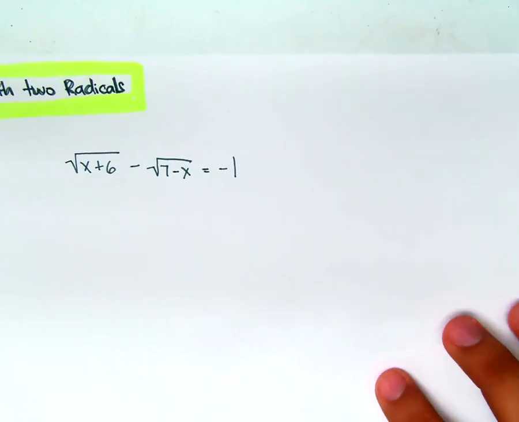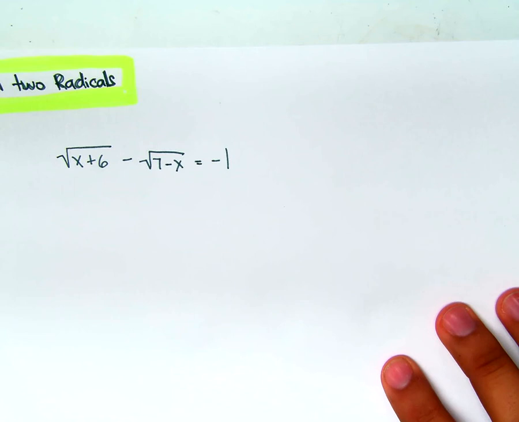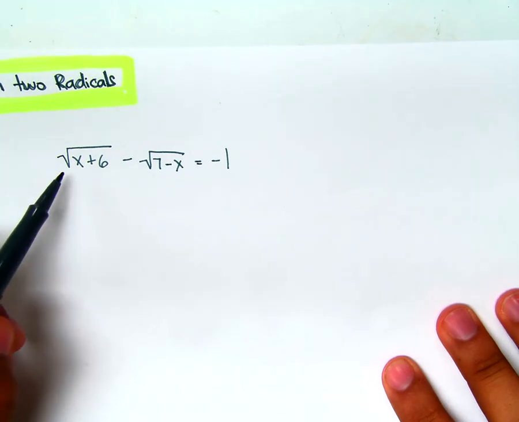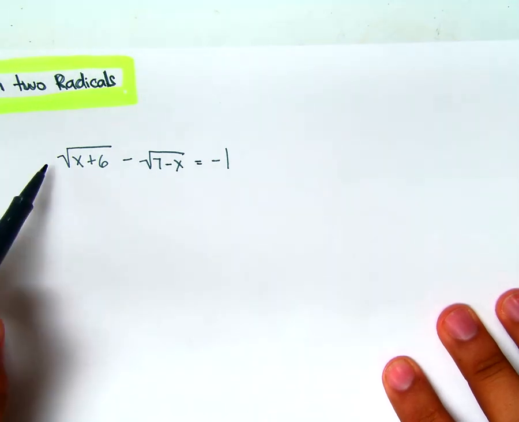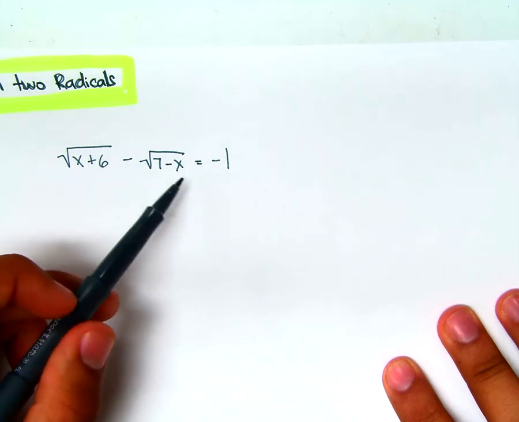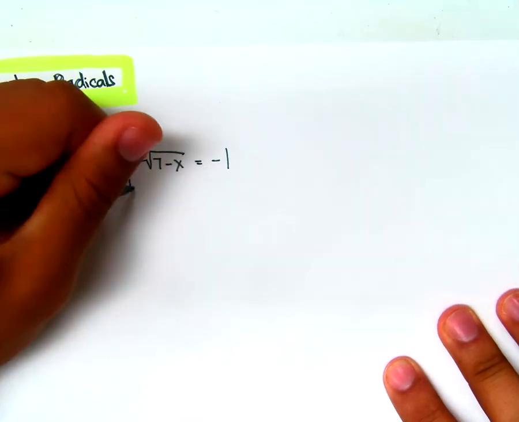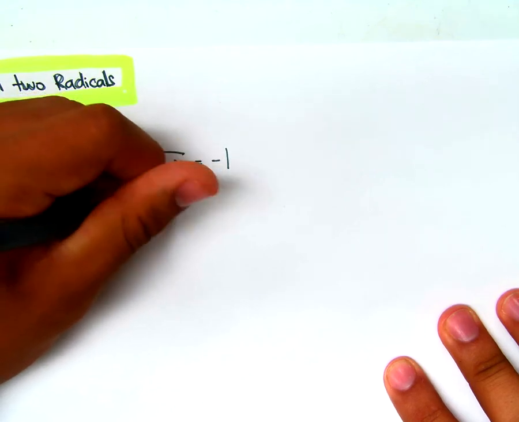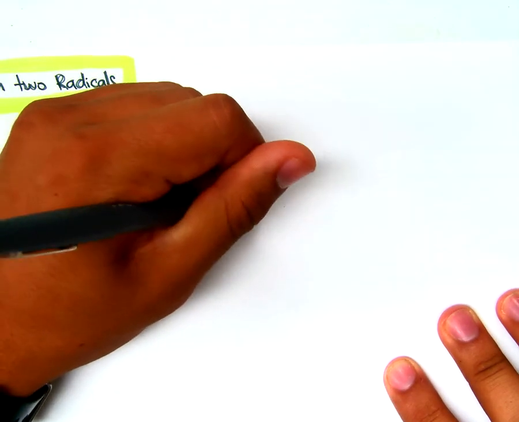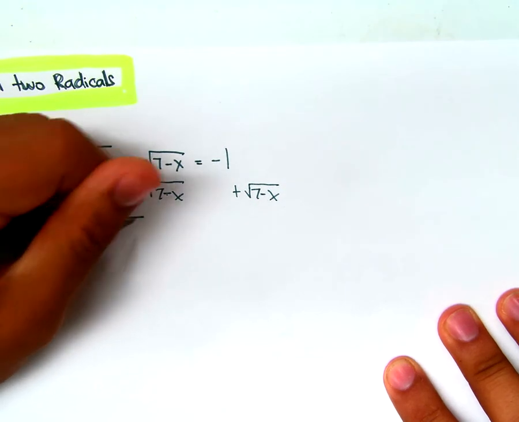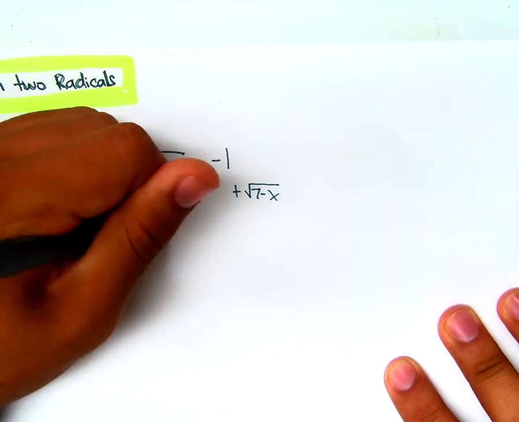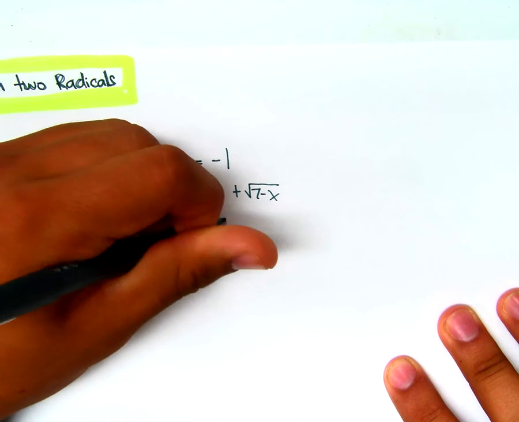So we have the square root of x plus 6 minus the square root of 7 minus x equals -1. Like before, the first step is to isolate one of the radicals. If we want to isolate one of the radicals, I think the square root of x plus 6 will be better because it will stay positive. We can add the square root of 7 minus x to both sides. If we do that, we will get square root x plus 6 equals square root of 7 minus x minus 1.